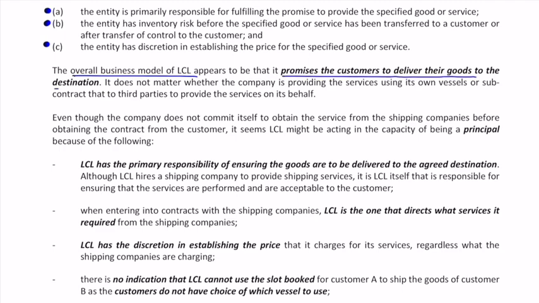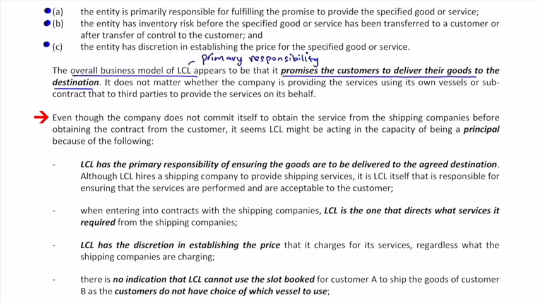goods and services to the destination. LCL is the one that has the primary responsibility to ensure the goods are delivered to the agreed destinations. How we do it is within the control of LCL. It's not within the control of the customer. It does not matter whether the company is providing the service using its own vessel or subcontracting to a third party to provide goods and services.